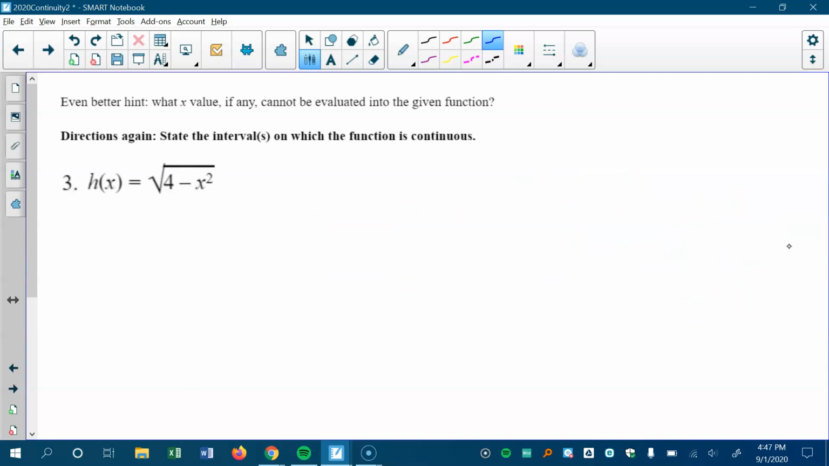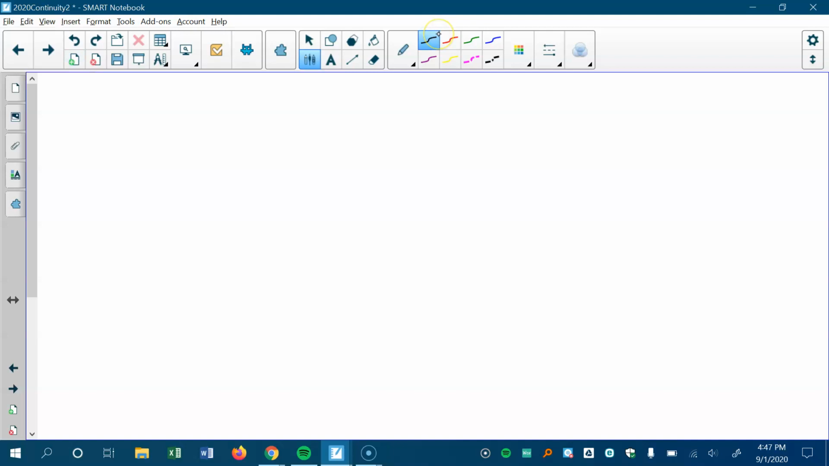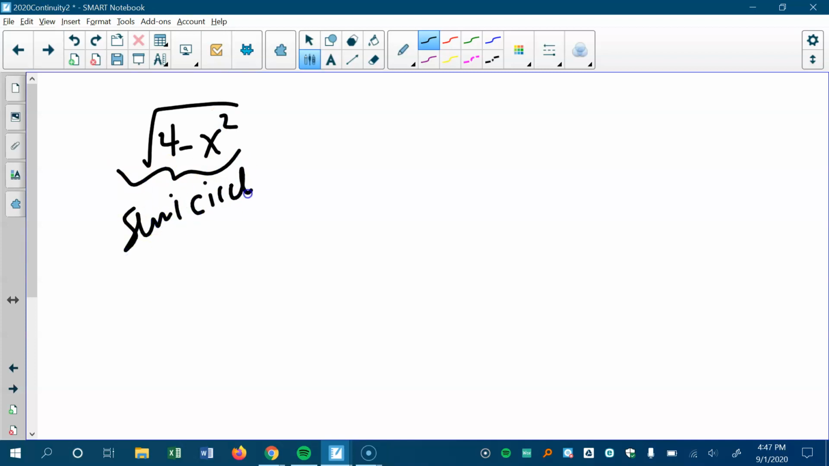Ooh, the square root of 4 minus x squared for h of x. I'm going to add a new page here because I want you guys to see something here. The square root of 4 minus x squared is a semicircle. And I did this in just one of my classes the other day. And I want to make sure that you're clear as to why that is, because this problem comes up over and over again.